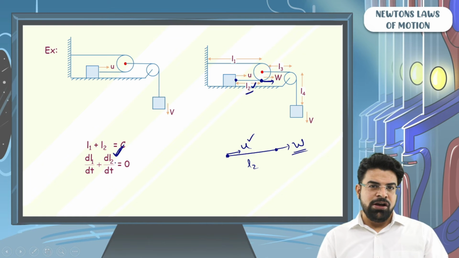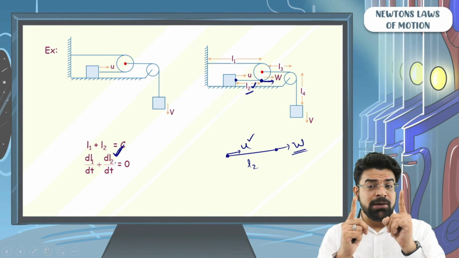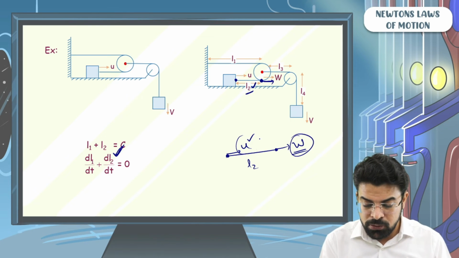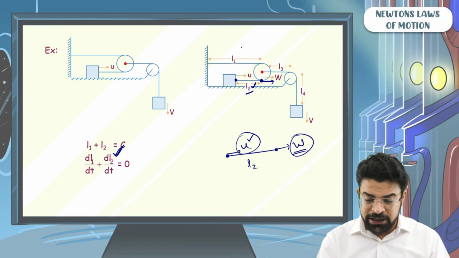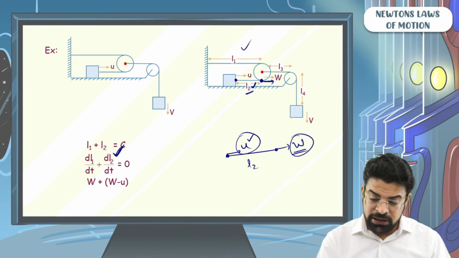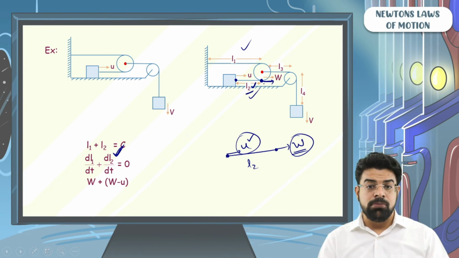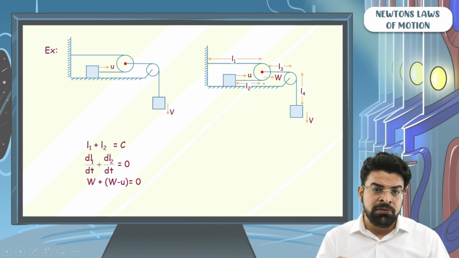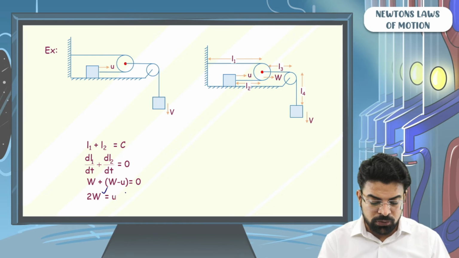So we will say the speed W is trying to increase the length, the speed U is trying to decrease the length, so dl2 by dt will be nothing but W minus U. So dl1 by dt will be plus W, dl2 by dt will be W minus U, and the sum has to be equal to 0. So from here we get the relationship that 2W equals U.